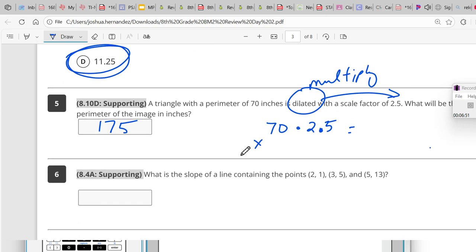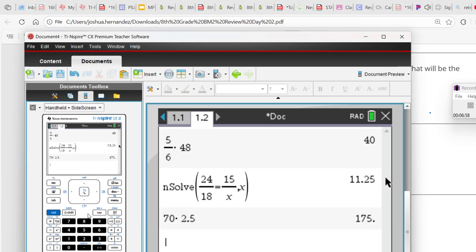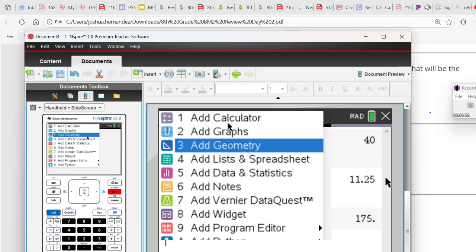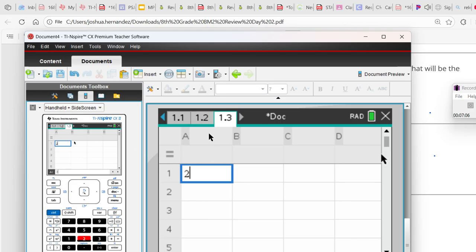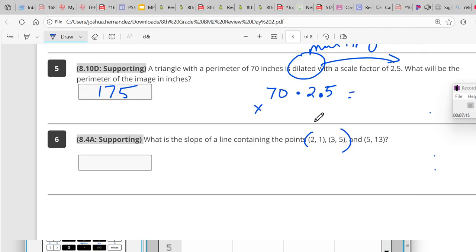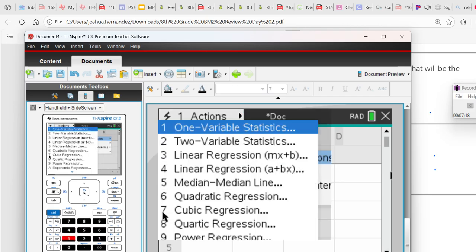Okay, what's the slope of the line containing the points? We're just going to pick the first two points, and that's it. Really easy. We're going to go to the spreadsheet and enter 2, 1, 3, 5. And so I won't be lazy, I guess: 5, 13, and 5, 13. Menu 4, 1, 3.